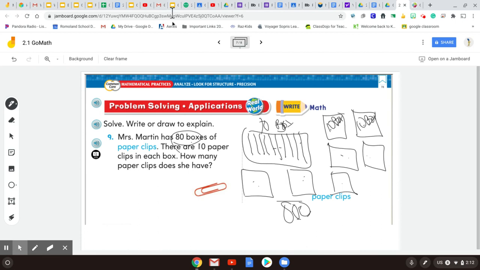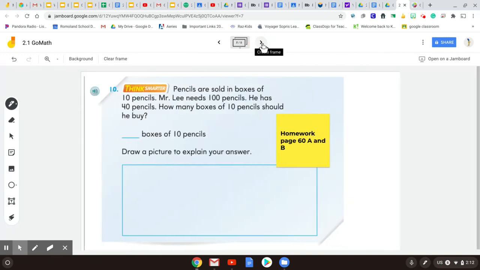Okay, so let's go ahead and go down to the bottom part of page 60. Okay, think smarter. Pencils are sold in boxes of 10 pencils. Mr. Lee needs 100 pencils. He has 40 pencils already. How many boxes of 10 pencils does he need to buy? So let's read it one more time. Pencils are sold in boxes of 10. Mr. Lee needs 100 pencils. He has 40 pencils. How many boxes of 10 pencils should he buy?